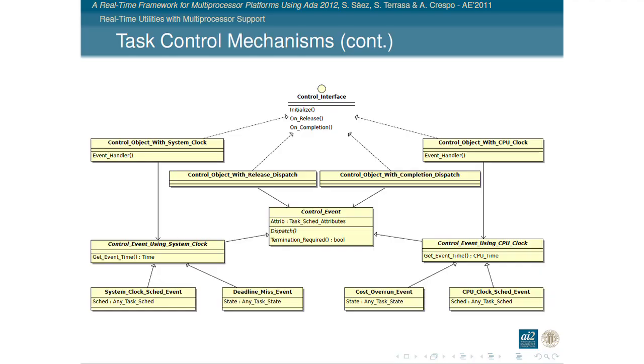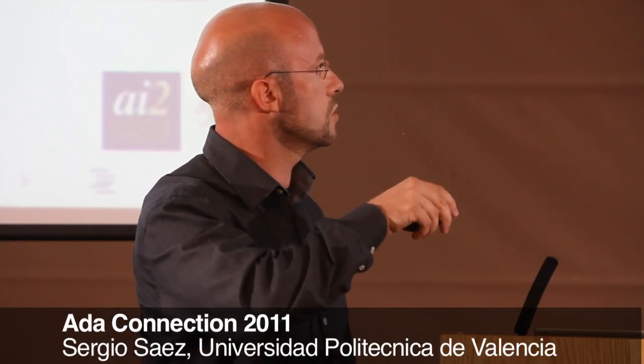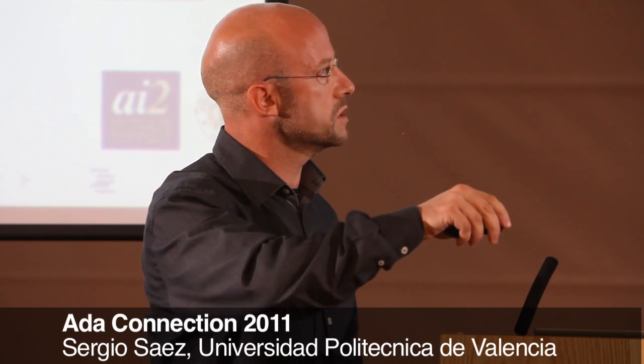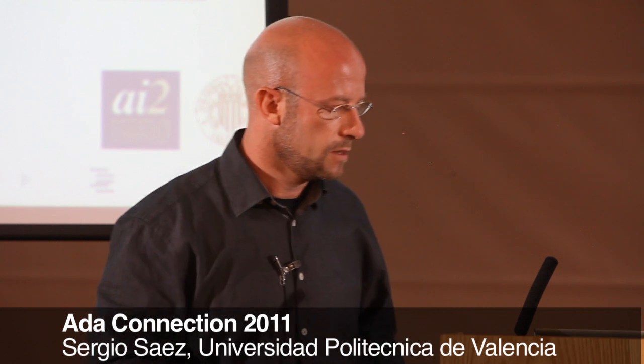Here we have a diagram that relates the four control objects with system clocks or CPU clocks, and on-release dispatch and completion dispatch. And these are the possible control events to perform task splits: system clock sched event, or CPU clock sched event, or to detect deadline miss or cost overrun.